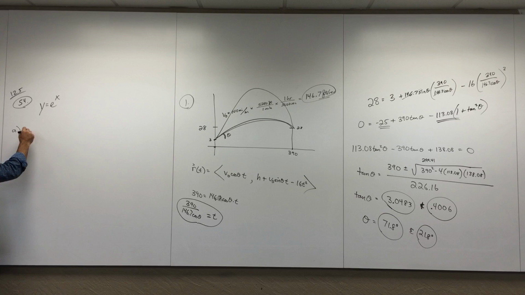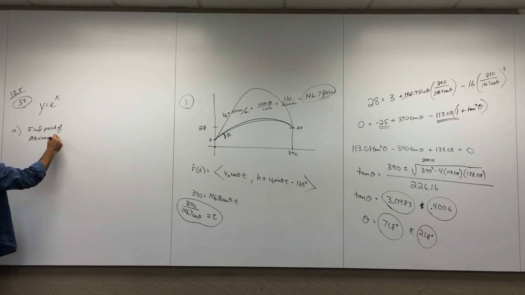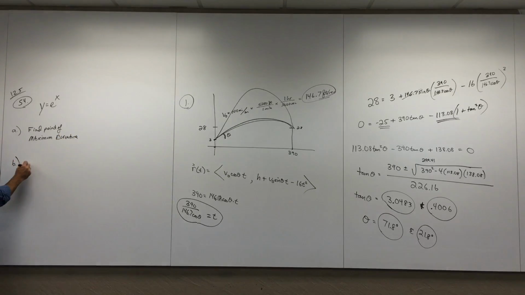They say find the point of max curvature, maximum curvature. And part B, find the limit of the curvature as x goes to infinity. I'm writing it like this.